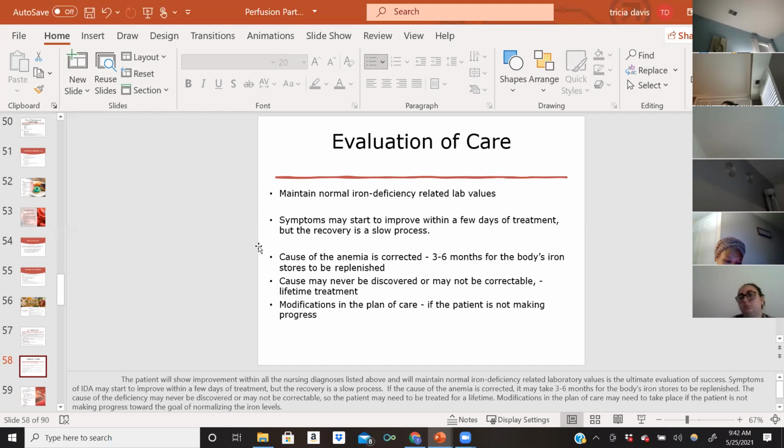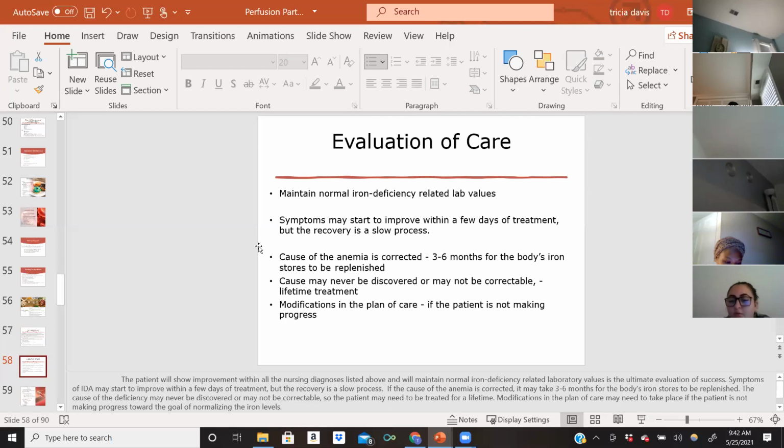Their symptoms may start to improve within a few days of treatment, but the recovery is a slow process. Usually, once the cause of anemia is corrected, it takes about 3 to 6 months for the body's iron stores to be completely replenished. So this isn't something that we're going to see in the hospital. We're going to see those labs start trending in the right direction, but we want to tell them it's going to be about 3 to 6 months before you feel 100% again. So they still might be tired.